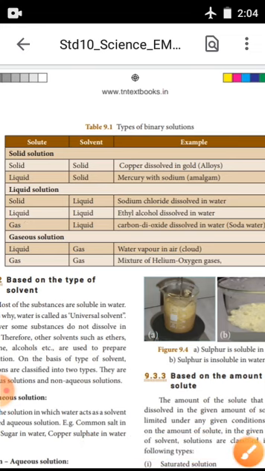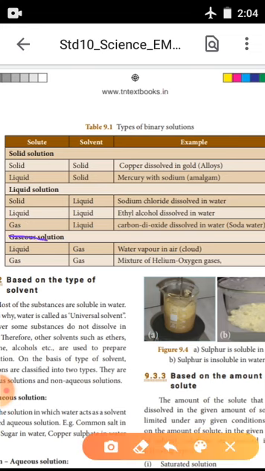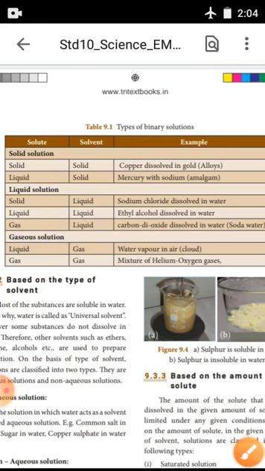And third one, gas in liquid. So see the example, carbon dioxide dissolved in water. For example, soda water. You know very well, soda water. And another one, 7-Up, Sprite and Coke. These are this kind of solution, because gas is dissolved in liquid.